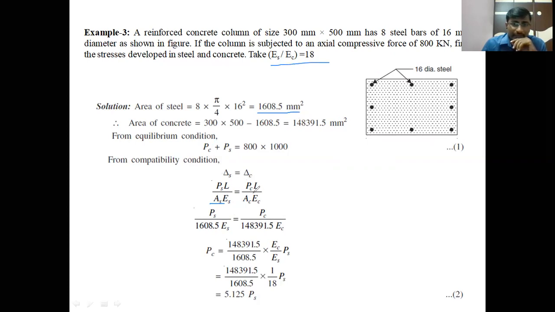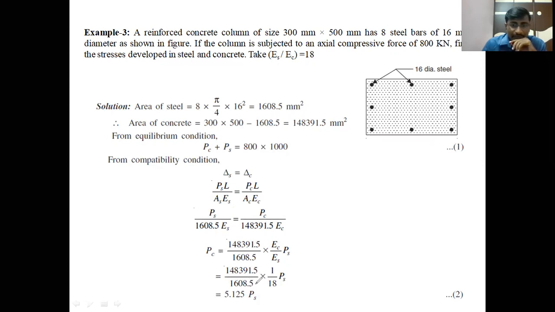So on the right hand side, PC divided by the area of cross section of the concrete, 148,391.5, into EC is there. EC is the Young's modulus for concrete. So from this equation, PC is equal to 148,391.5 divided by 1608.5 into EC divided by ES into PS. Clear, students? So we can write PC in terms of PS.